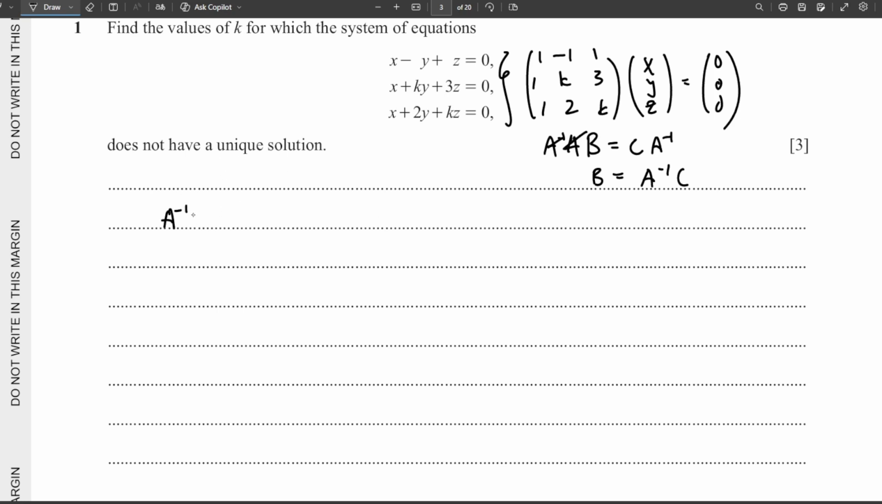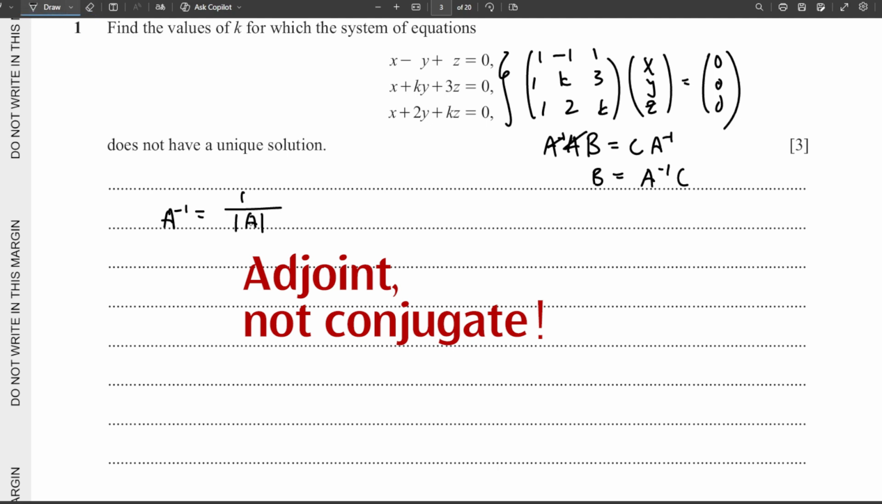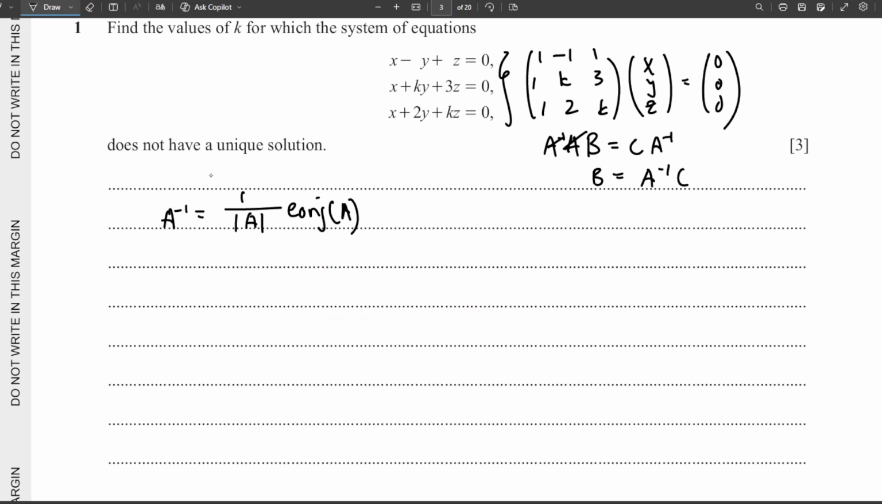The inverse is 1 over the determinant of A, times, I forgot what it's called, the conjugate matrix or something, the conjugate of A. I can't remember the exact formula, but this is usually the inverse matrix formula. So if it does not have a unique solution, this is undefined. What makes it so is that the determinant of the matrix, the modulus of A, equals 0. That is what makes it undefined, so it does not have a unique solution.